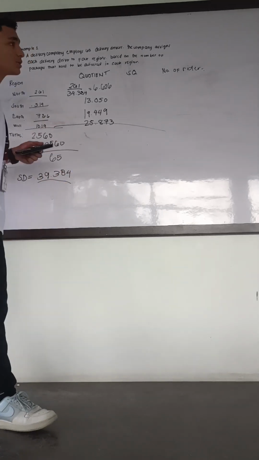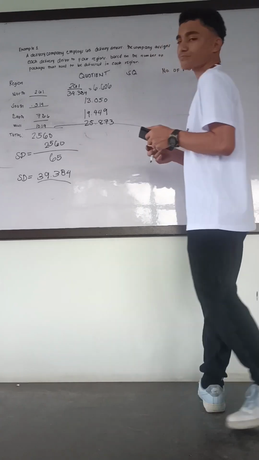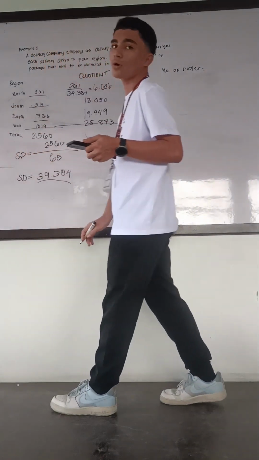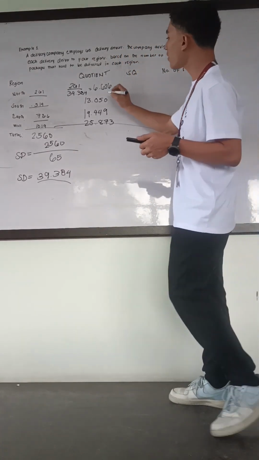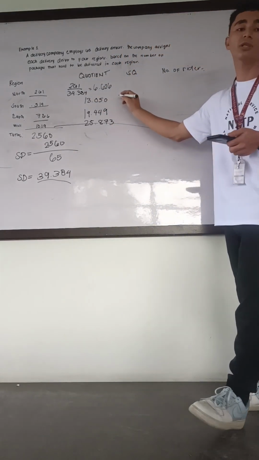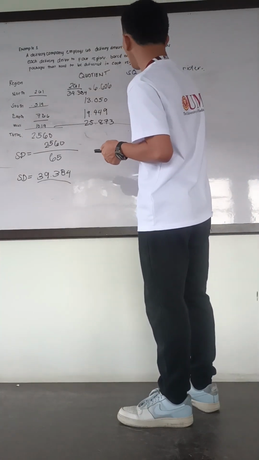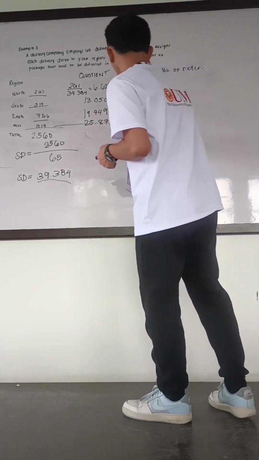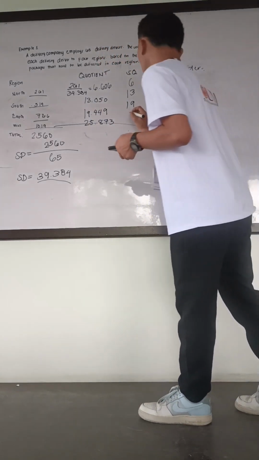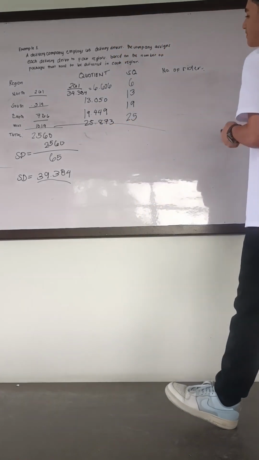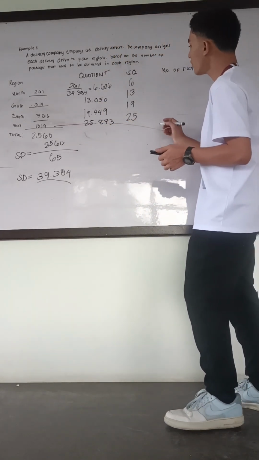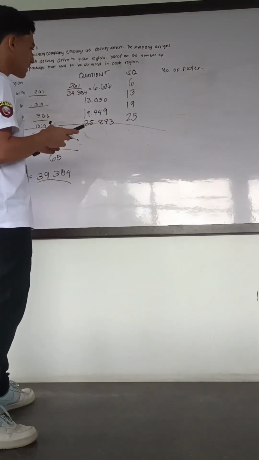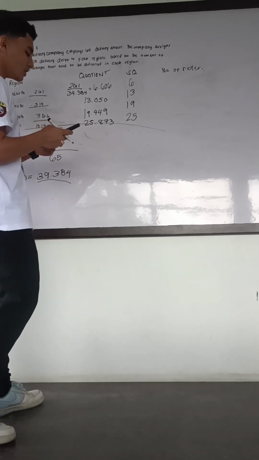Then we can now proceed to the standard quota. For the standard quota, the rule here is we must round down the quotient into a whole number. So we have 6.626, then we can have 6. Then for the south, we can have 13. For the east, we can have 19, and 25. Then we can now total this one: 6 plus 13 plus 19 plus 25.